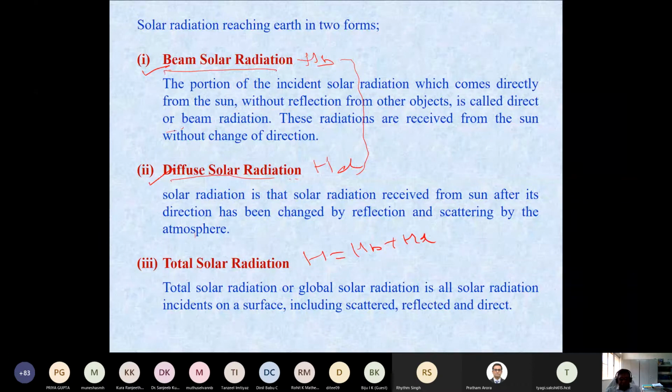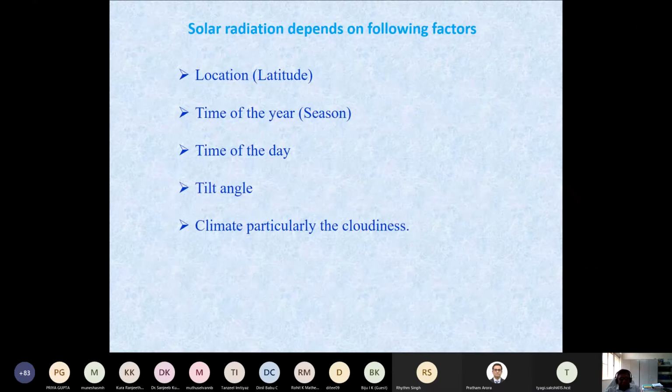Now the problem with this measurement is that it may vary every second. The incoming solar radiation is highly time dependent. And you know that, because as an engineer, to design a system, that system can be designed for a particular rating, for a particular specification.